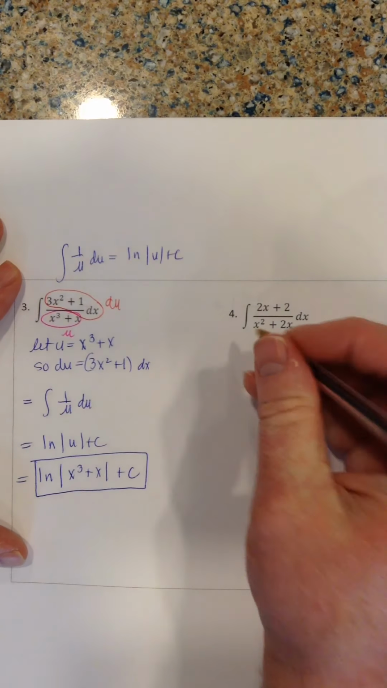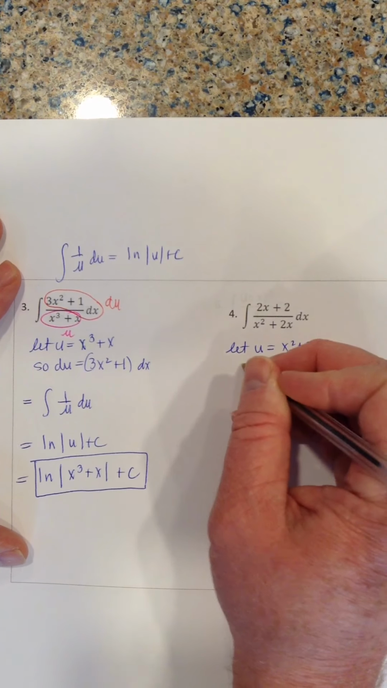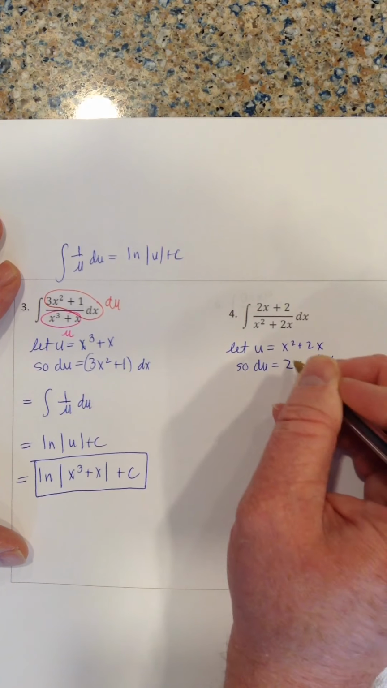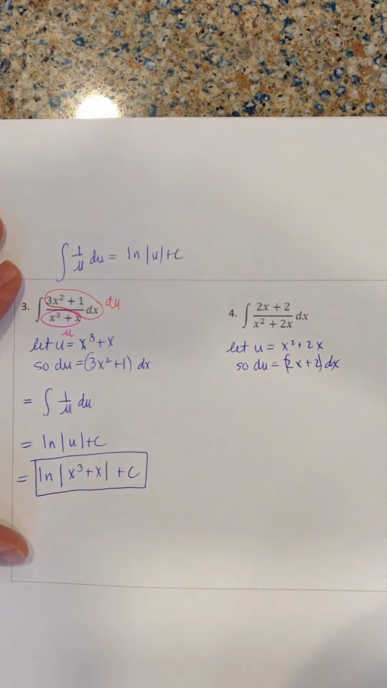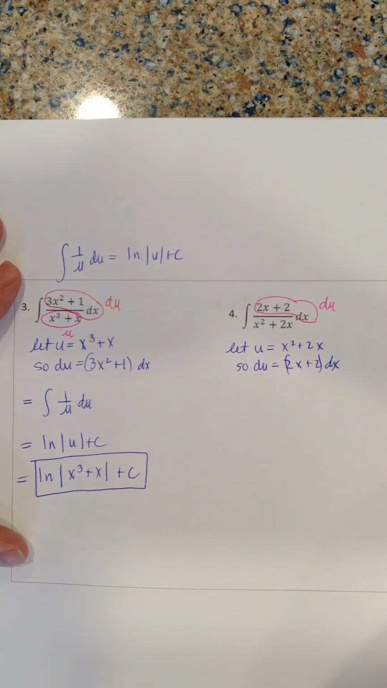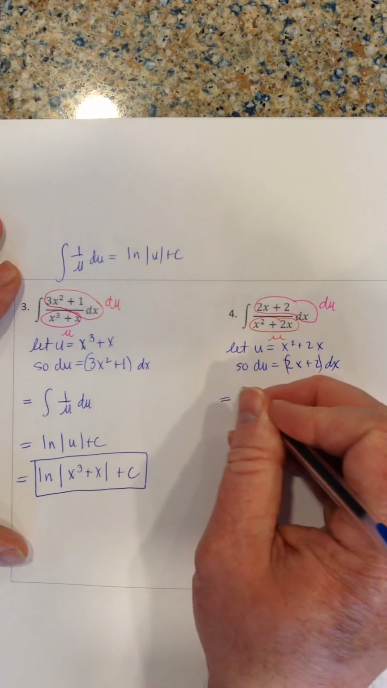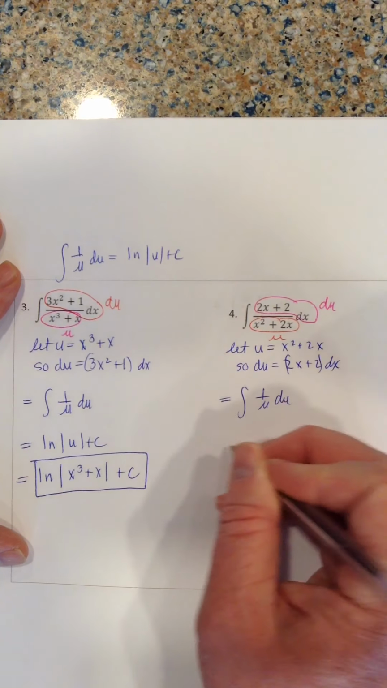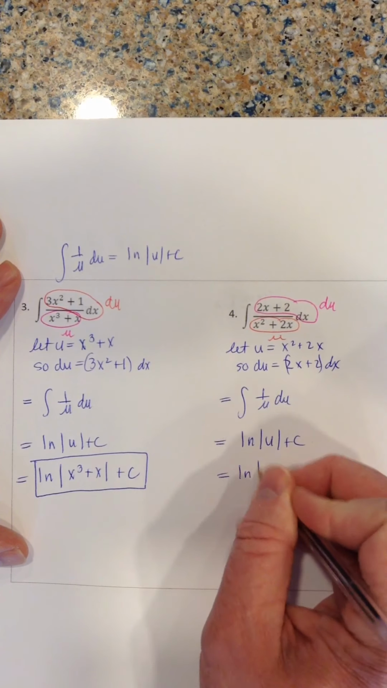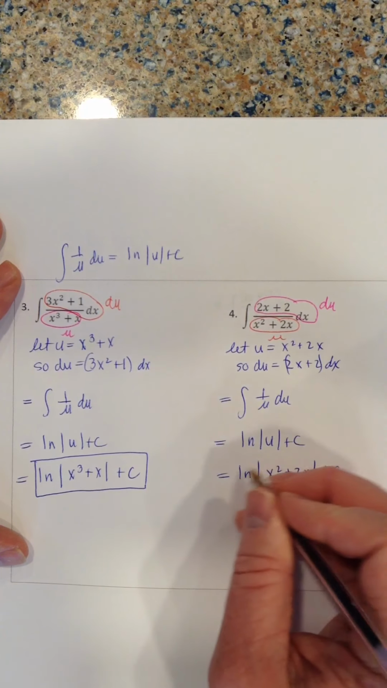Okay, let's see, let u equal x squared plus 2x, so du is 2x plus 2 dx. Well, I have that, right? So that is my du, and what's left there is my u. So I get integral of 1 over u du. Well, that's the natural log of the absolute value of u plus c, or the natural log of the absolute value of x squared plus 2x plus c.